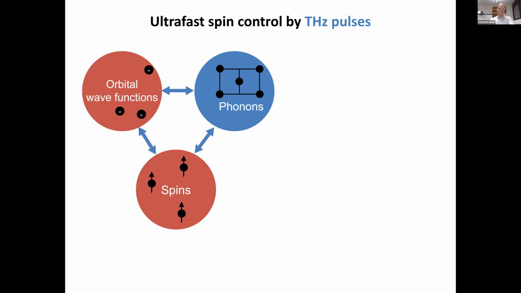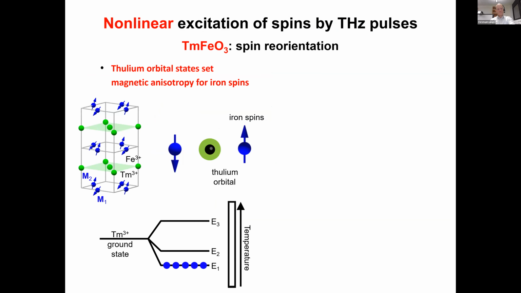Here, instead, I would like to propose the idea of addressing orbital wave function degrees of freedom in suitable materials, which then by spin-orbit interaction directly attack the spin degrees of freedom. And this would bring all sorts of benefits, not dumping the excess energy that near-infrared photons do, but still exerting a very direct torque on the spins. One material where this is possible is thulium orthoferrite. The crystal structure is shown here on the left-hand side. The magnetism comes from the iron spins, whereas thulium controls by the spin-orbit interaction the magnetic anisotropy potential.